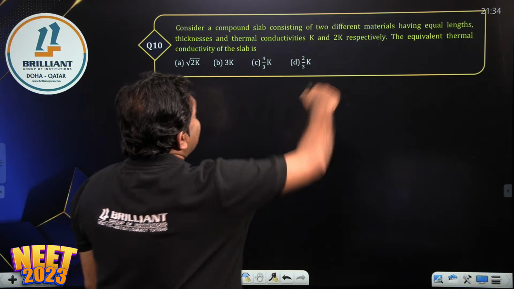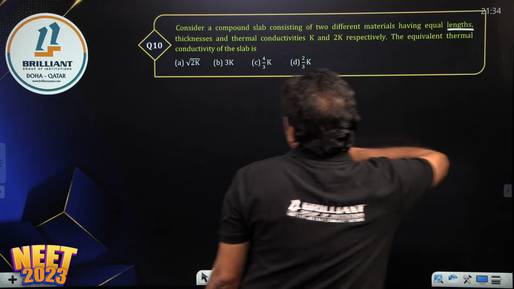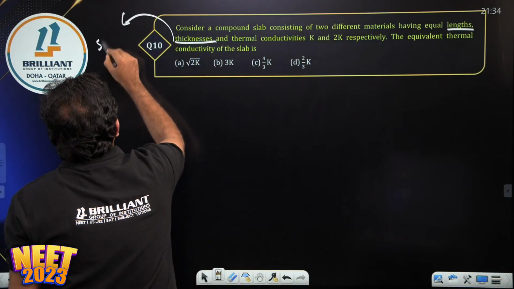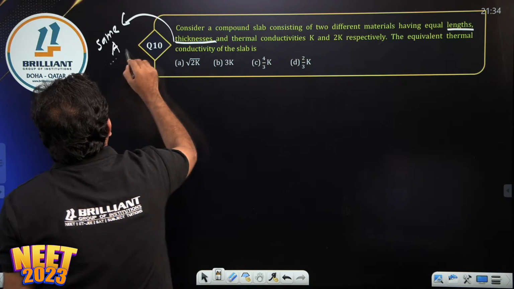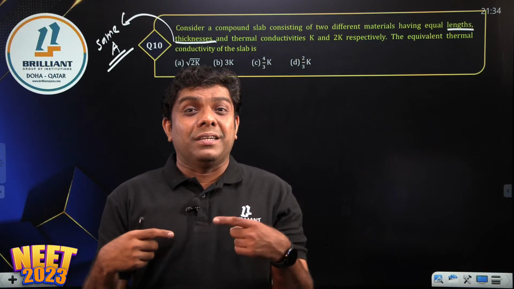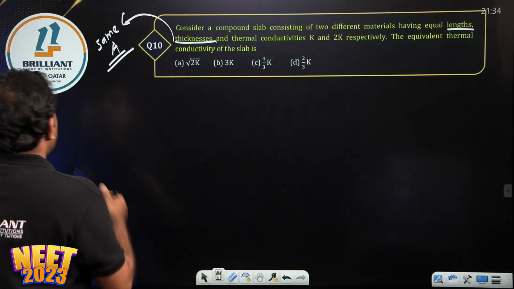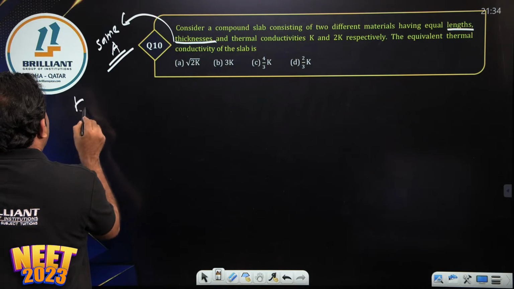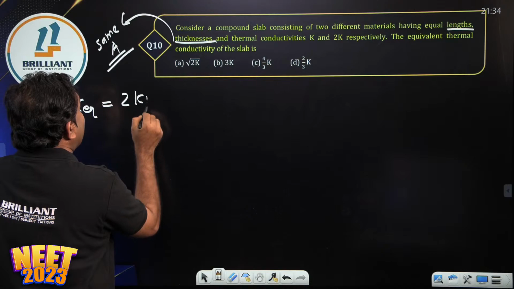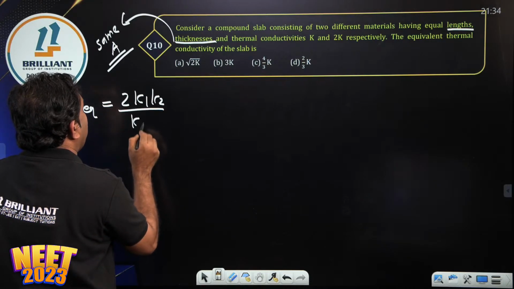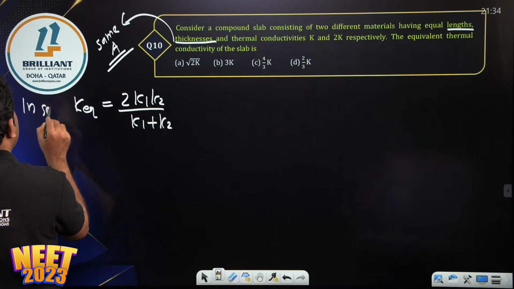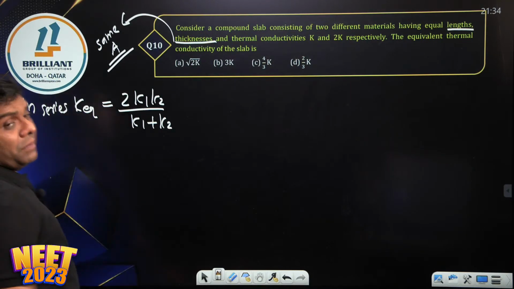So look, they are saying they have equal length and equal thickness. Equal thickness means we can say same cross-sectional area. Area will be the same. We know that when slabs are connected in series, the equation for equivalent thermal conductivity is equal to 2 K1 K2 divided by K1 plus K2. This is the equivalent thermal conductivity in series.